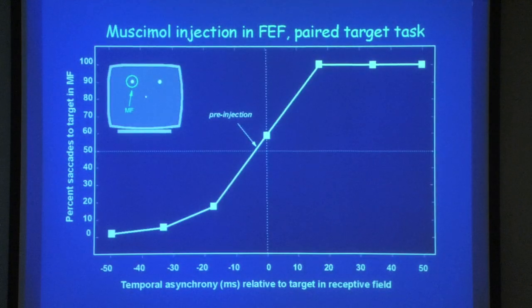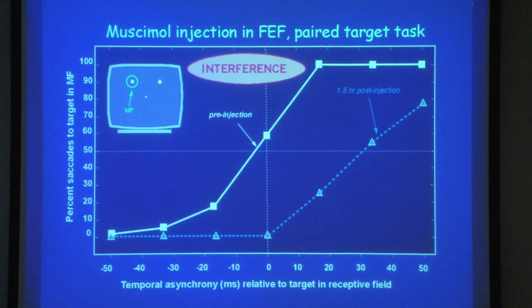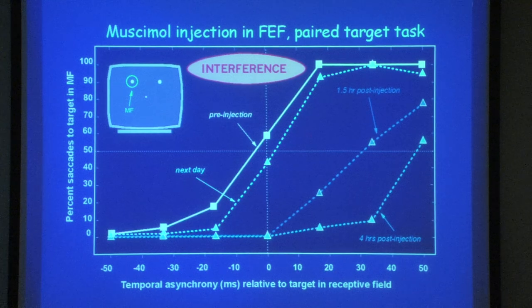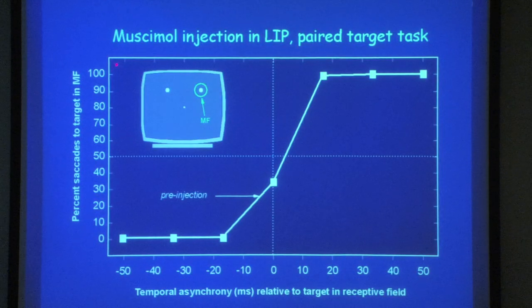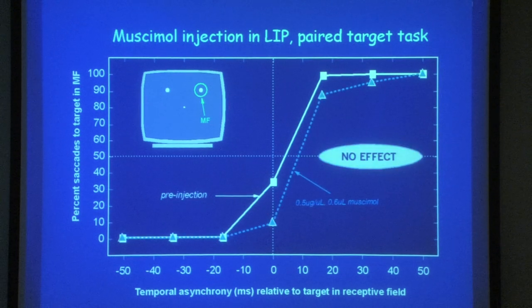Now let's look at what happens in the frontal eye fields. Same experiment, just a different location with the electrode. This is your pre-injection. And once again, after the injection, you get a big interference effect, which recovers by the next day. Then let's examine what happens in LIP. Curiously, in LIP, there was no effect.